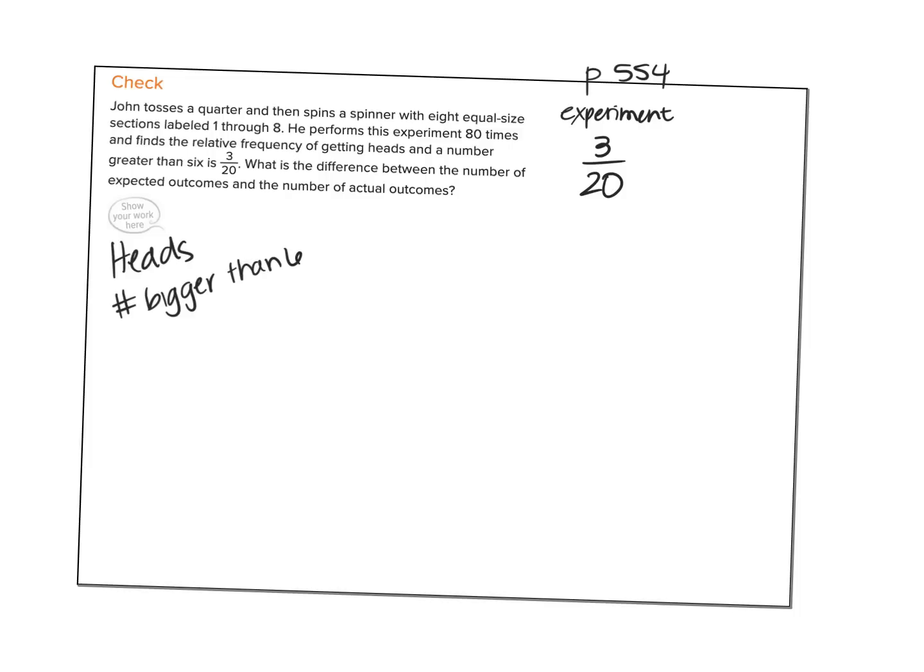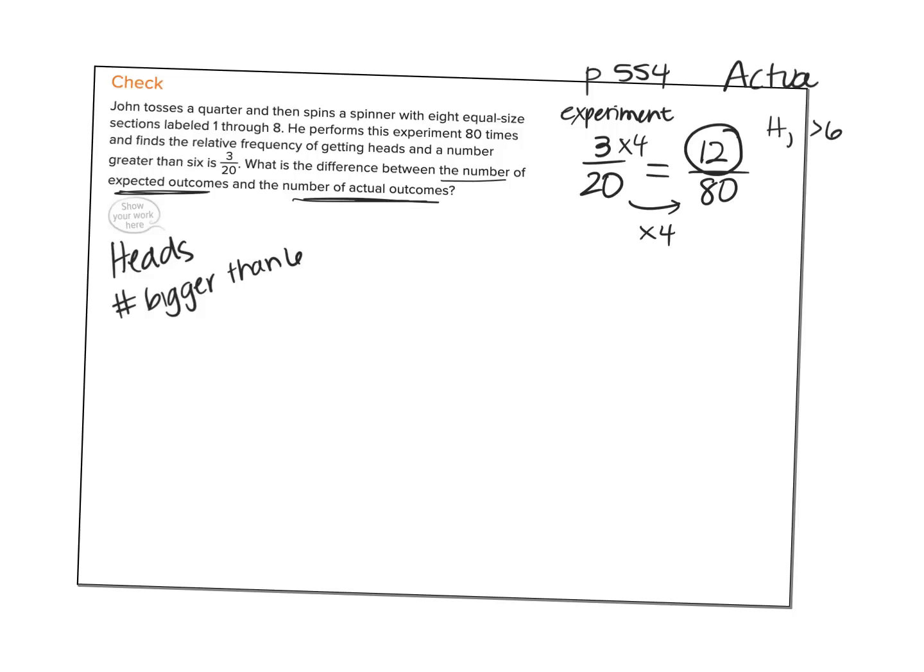All right, so if I want to figure out how many he actually got out of 80, I'm going to say, okay, he figured out that the probability was 3 out of 20, but how much out of 80? Well, from 20 to 80, that's 4 times bigger. So 3 times 4 is 12. So he actually got 12 times a heads and then a number bigger than 6. All right, now I want to know what's the difference between the number of expected outcomes, what we thought would happen, and what actually happened. So this is what actually happened. Now let's do what we would expect to happen.